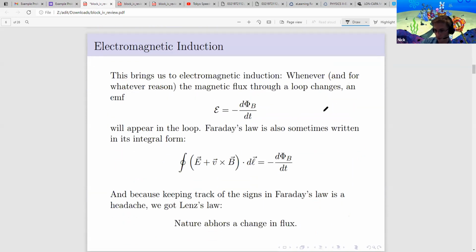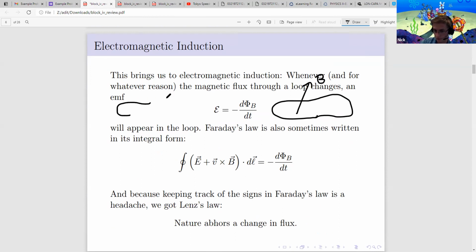Because Faraday's law said that whenever we have some sort of loop, and it doesn't matter what kind of loop, and the magnetic flux through that loop is changing, so maybe this B field is getting bigger, or maybe I'm moving the loop so it moves from a region where there is a magnetic field to one where there isn't, whenever the magnetic field through a loop is changing, there's going to be an induced voltage inside that loop.